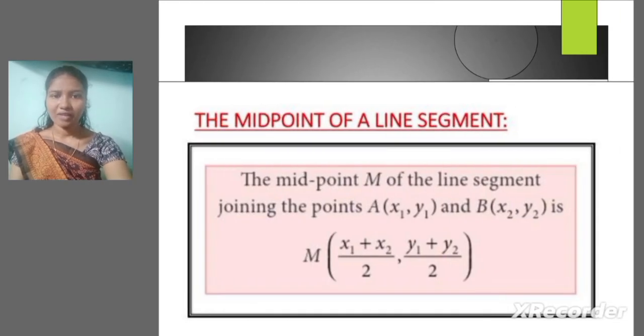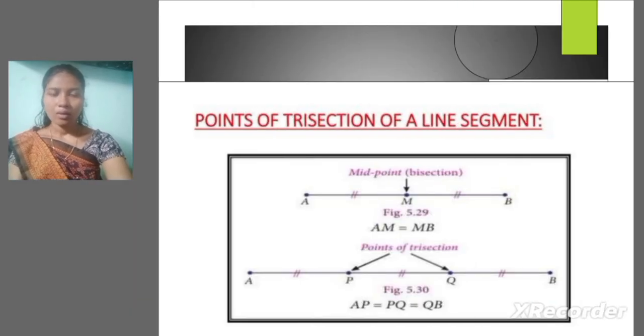The midpoint of a line segment. For a point A(x1, y1) and a point B(x2, y2), the midpoint M is ((x1 plus x2) divided by 2, (y1 plus y2) divided by 2). Then points of trisection of a line segment. A line segment which is divided by a point is called the midpoint of the line segment, so that AM equals MB.